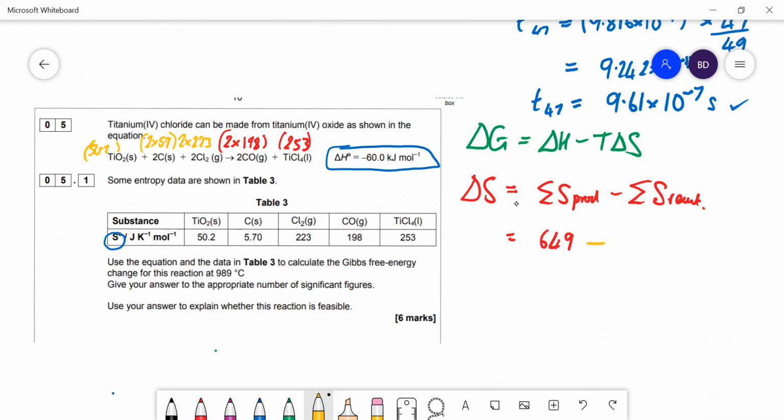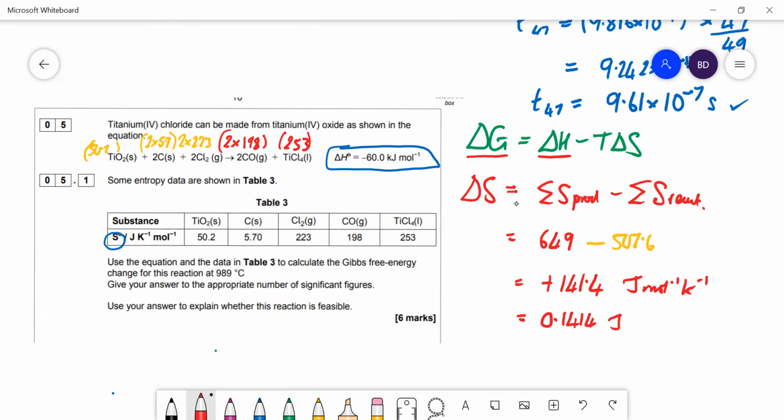Add all that up, you get 507.6. So that means the entropy change is equal to, and I'll put a sign in there, positive 141.4. So entropy is going up as you go from left to right. Okay, right. Now we've got to remember that is in joules per mole per Kelvin, and delta H and delta G we usually measure in kilojoules. So we need to convert this before we do anything to it. So that's equal to 0.141 kilojoules per mole per Kelvin.